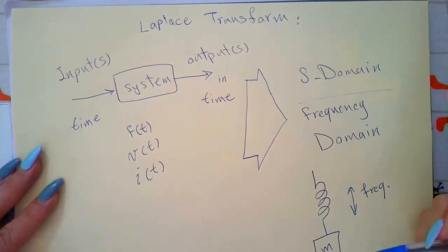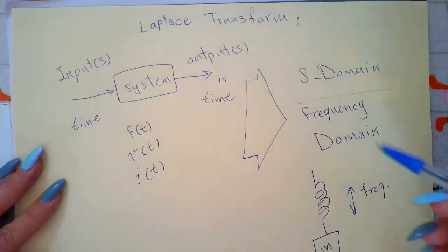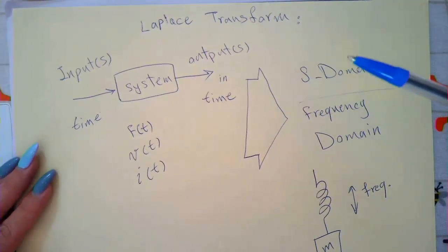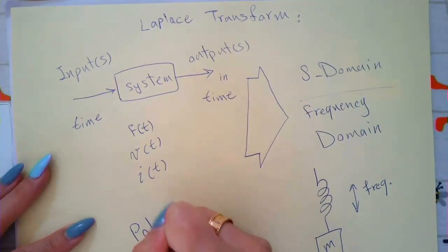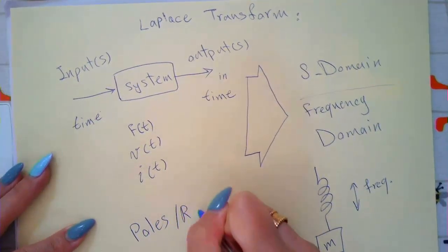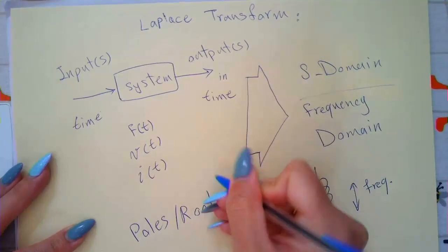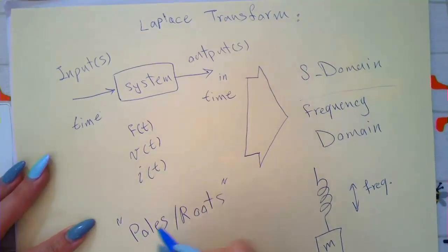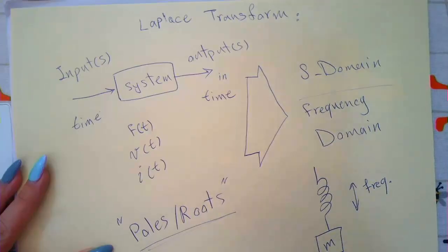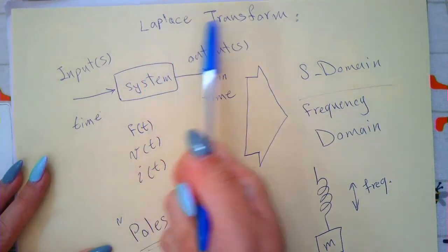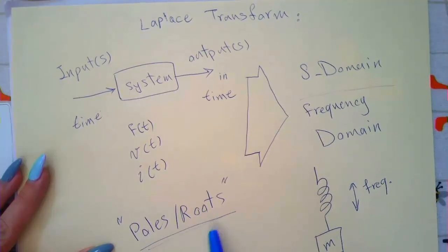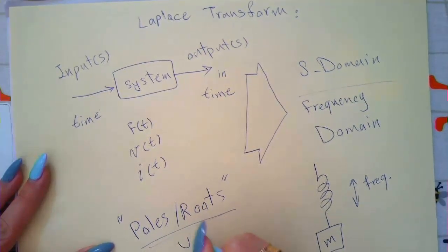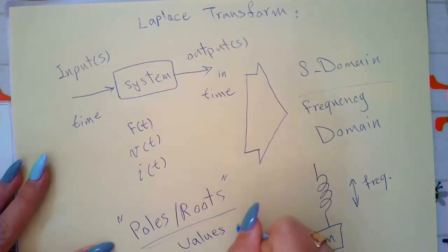For here, we are looking at finding poles or roots. That's another one, poles or roots. They are very important concepts. That's the whole point. By applying the Laplace transform, we want to get to the poles or roots. What they are actually are the values of S.